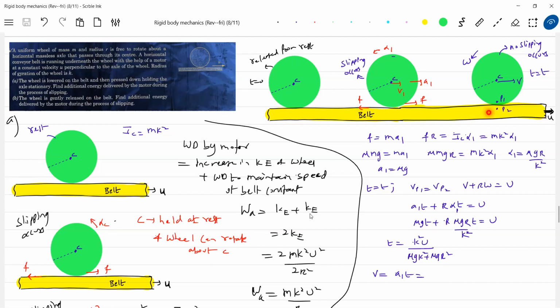F, the point of application of the friction force, moves by a distance of ut. So it will be F into ut. You can do that because the velocity of the belt is constant. So ut will become the displacement. Friction force is acting opposite to that, you can also do it. Yeah, that's also convenient.